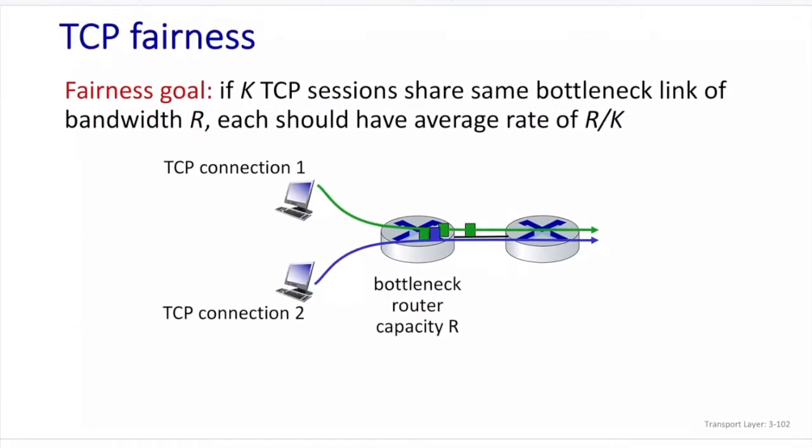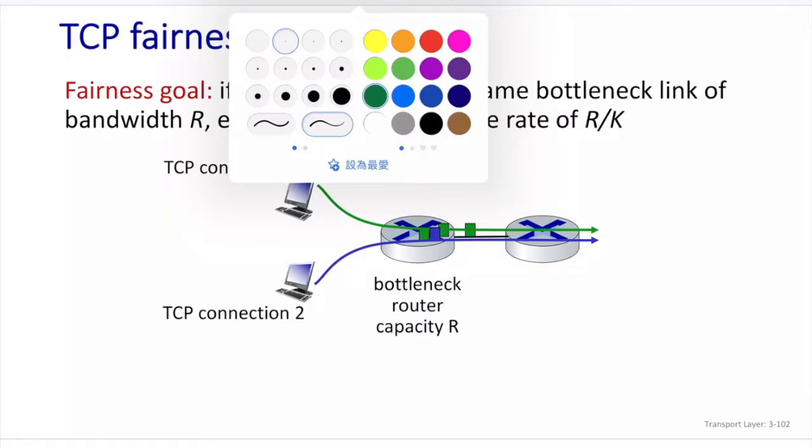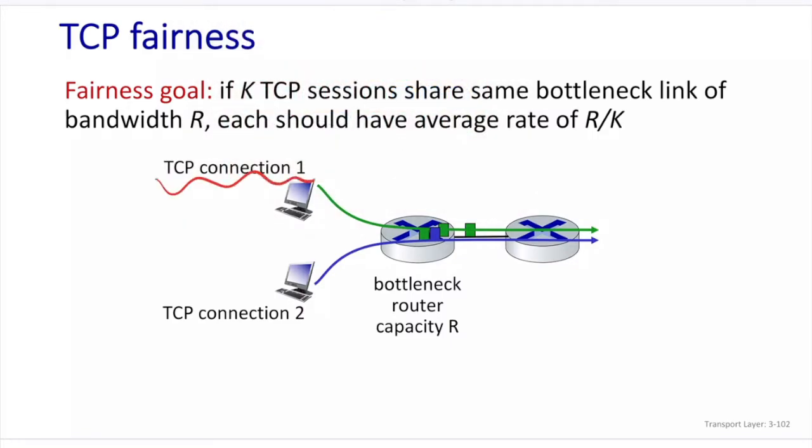Okay. The next thing we would like to talk about is, think about one thing. We have two TCP connections, 1 and 2, and they share a router right here, right? So the link capacity is R bps. We would like to discuss the fairness problem of TCP. Think about one thing: 1 and 2, there are two TCP connections. Ideally, each one of them should get half of the link capacity. That is what we call fairness.